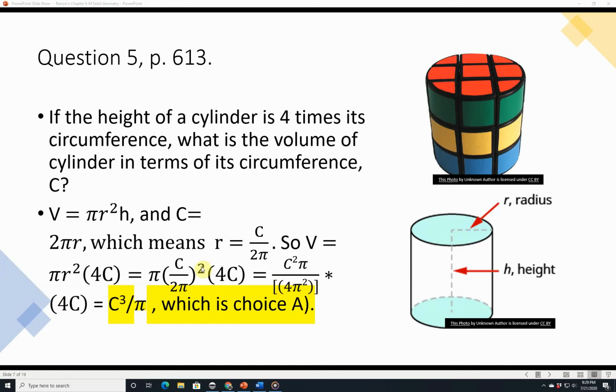So again, in case you didn't get it, we have pi r squared times 4c, substitute in c over 2 pi, c over 2 pi squared, and times 4c, that becomes c squared times pi over 4 pi squared. I'm going to multiply that by 4c. We can see, haha, no pun intended, that this c goes with these other two. That becomes c cubed, because it's c times c times c. And then this pi on the top cancels out one of the pi's in pi squared, so we just end up with c cubed over pi, which is choice A. All right.